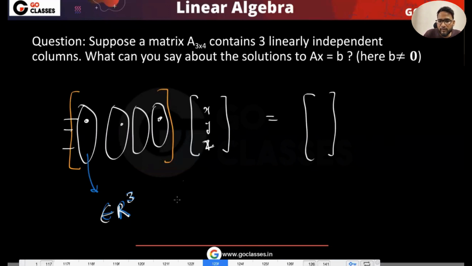Okay, a solution always exists. Why? Because these 3 vectors will fill the space. What about this 4th vector? The 4th vector is just redundant. Redundant means it is linearly dependent. It has to be linearly dependent.